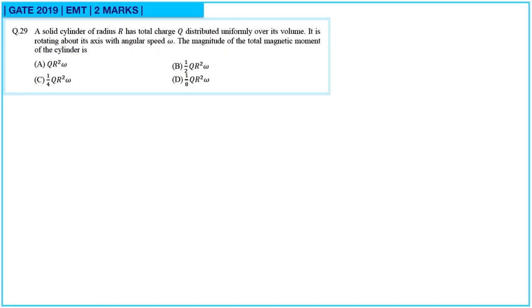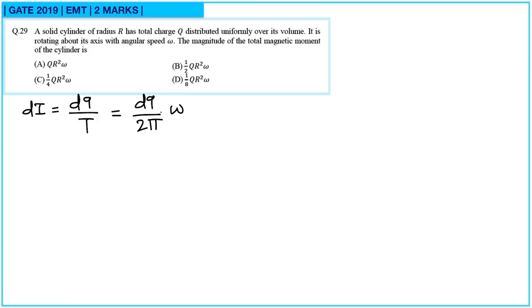Next, question number 29. A solid cylinder of radius capital R has total charge Q distributed uniformly over its volume. It is rotating about its axis with angular speed omega. The magnitude of total magnetic moment of the cylinder is. Now we know dI, current, is equal to dq by T. Now T is equal to 2 pi by omega. So this can be written as dq upon 2 pi into omega.